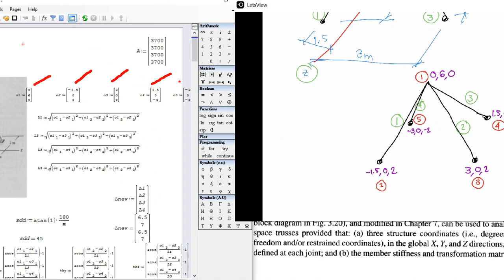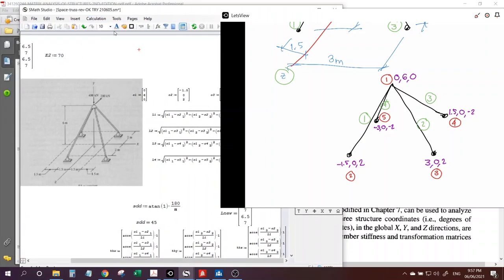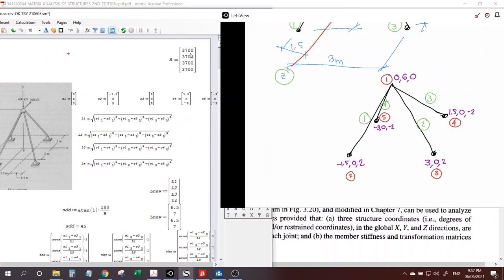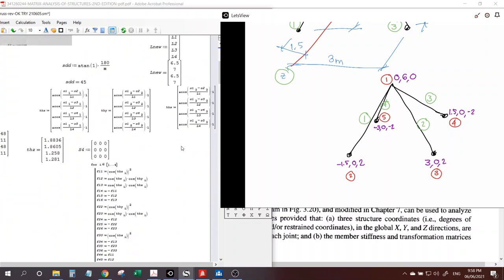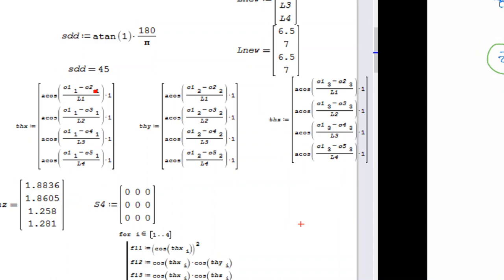According to the problem, this is a 70 gigapascal material, and the area is a consistent 3700 square millimeters. Next, to find theta x, this is the formula: simply find the arc cosine. Of course, this corresponds to the x coordinates, while theta y corresponds to the y coordinates, and theta z corresponds to the z coordinates.